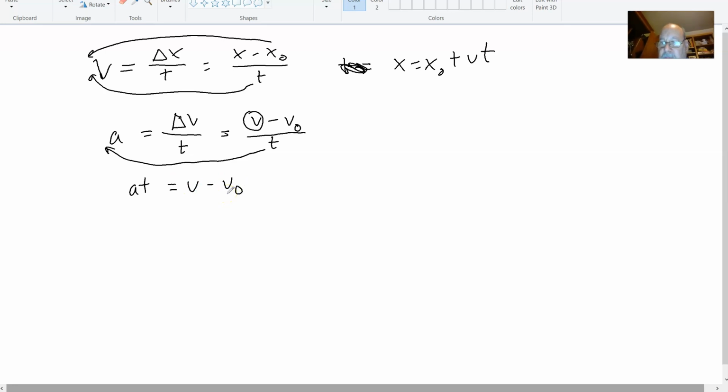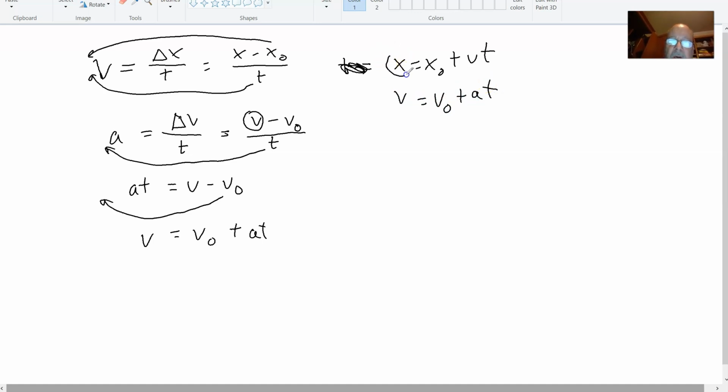And again, if you can do these intermediate steps in your head, that would be great. It's going to save you a lot of time and energy. But anyway, now all I need to do is add v0 to both sides of the equation, and that's going to leave me with v equals v0 plus at. Okay, and notice how similar these equations are. V equals v0 plus acceleration times time.